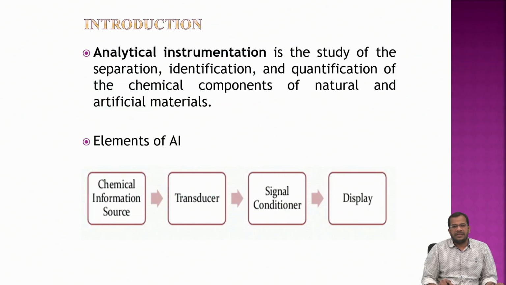So whatever we are seeing here is an example. Analytical instrumentation is a study of the separation, identification, and quantification of the chemical components of natural and artificial materials. The main important elements of this AI are the information source, sensor or transducer, signal conditioning unit, and display unit. The first two are called the characteristic module, and the second two are called the processing modules.